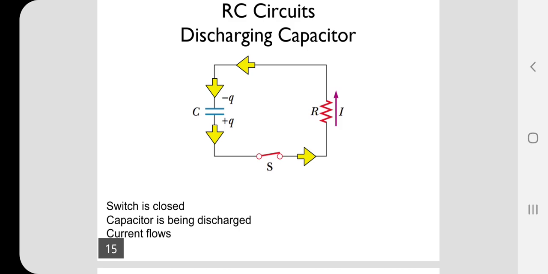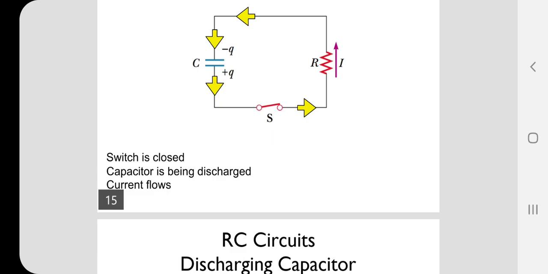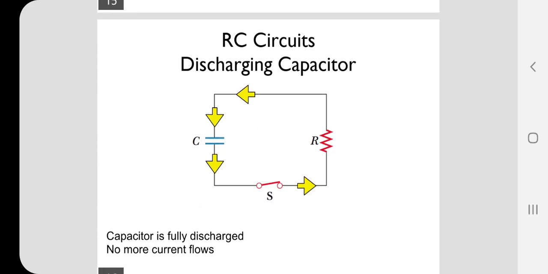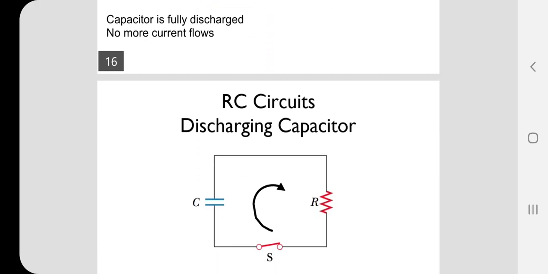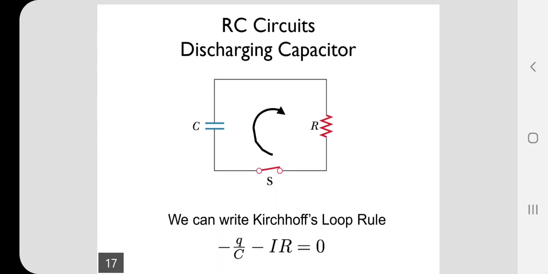The switch is closed, the capacitor is being discharged, and current flows through it. This is the discharging, which is indicated by the yellow arrow marks, from minus q to plus q. So this is the closed circuit discharge of the capacitor. When the capacitor is fully discharged, no more current flows through this.